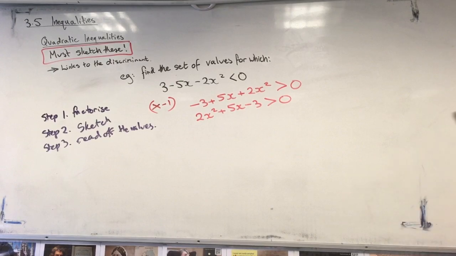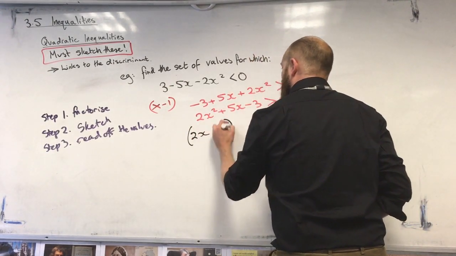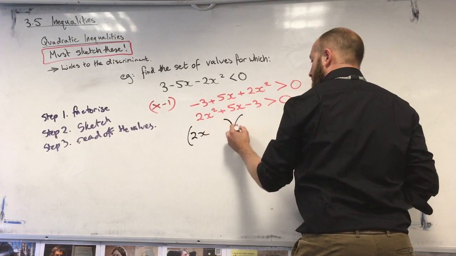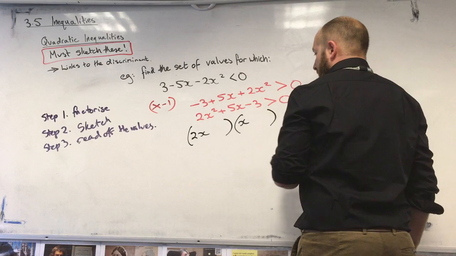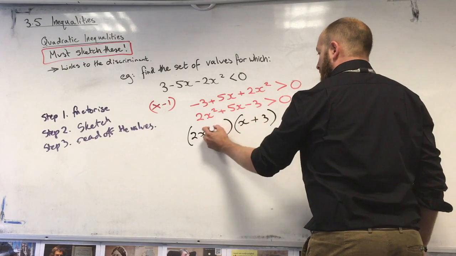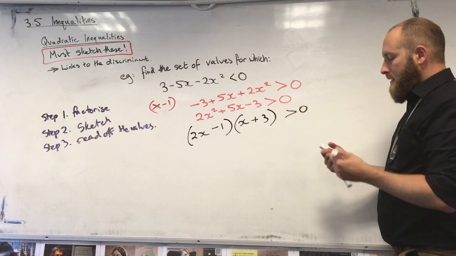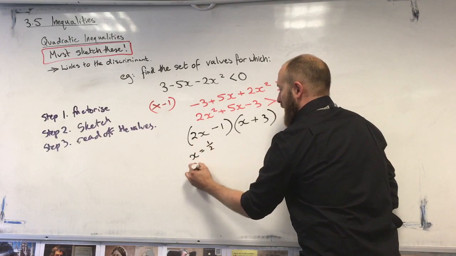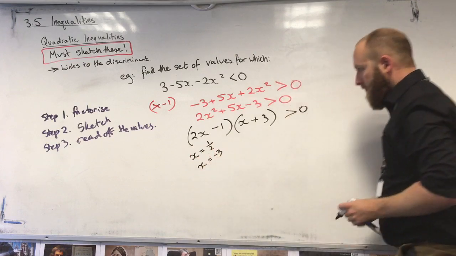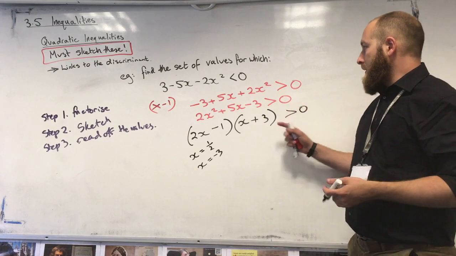So we can factorise this one. So step 1, factorise. And we're going to get a plus 3 minus 1 there. So our x solutions are going to be x equals a half or x equals minus 3. Okay, so we factorised it. Next step is to try and sketch this.